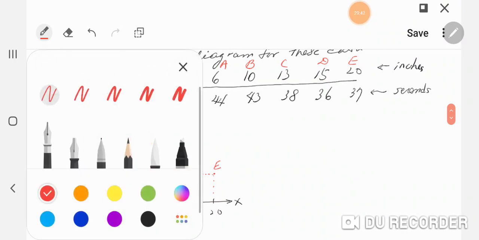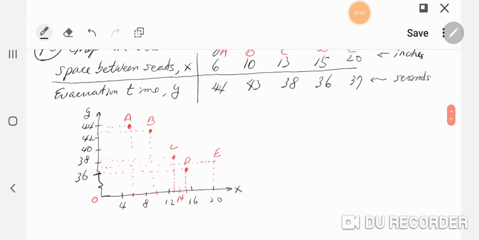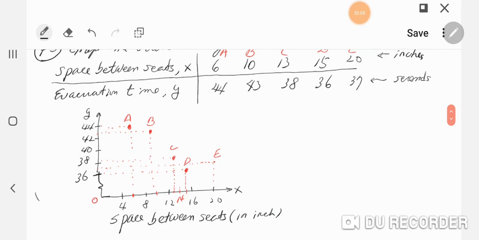Okay, then we need to label the x-axis and y-axis. The x-axis is the space between seats, right? The x-axis is the space between seats. So that is in inches, right? Inches. And then the vertical line is the evacuation time.